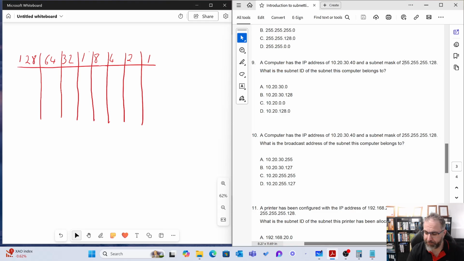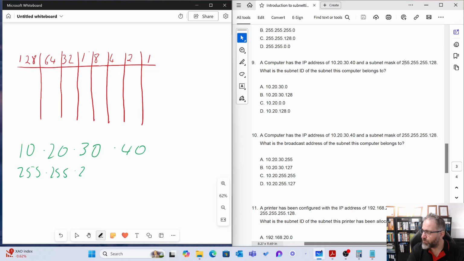Okay, as usual, let's write down what we know. It always does help to write this down, until you get really good at this and you can do this in your head, which I cannot. Sometimes I can, but we've got a subnet mask of 255.255.255.128.